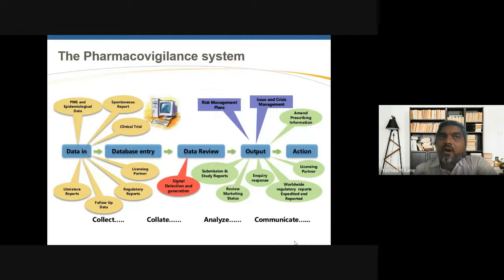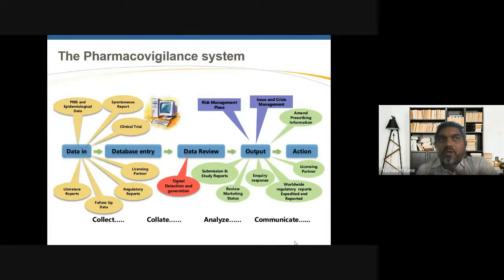So all the data which is being put into the system, in a specific format, gets reviewed periodically, and as output, there are various reports that need to be submitted. You might have heard of risk management reports, periodic reports, or expedited reporting. Or you might have just experienced till now that there are reports or dossiers that need to be submitted to the health authority.